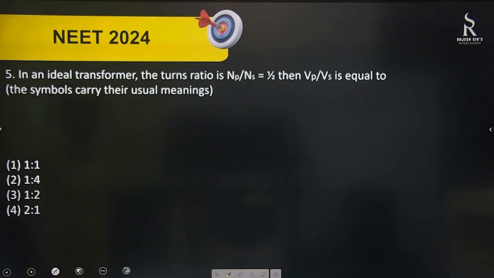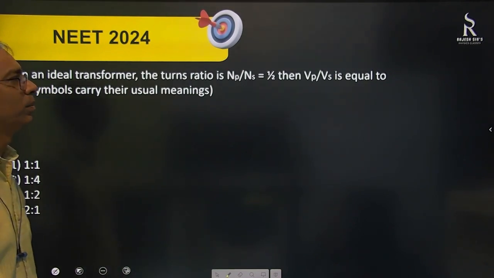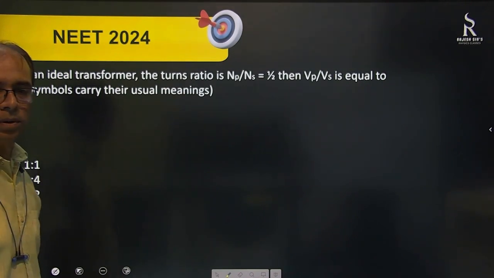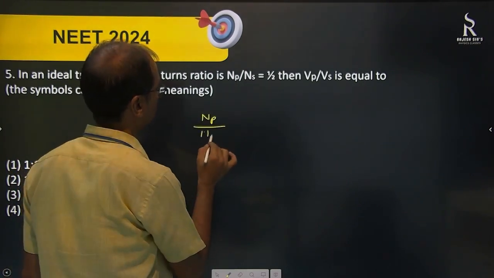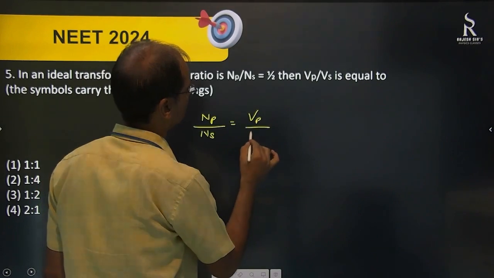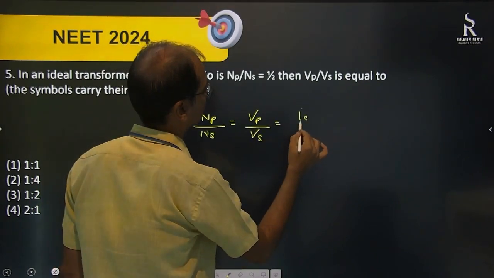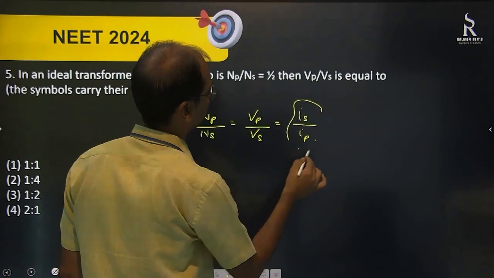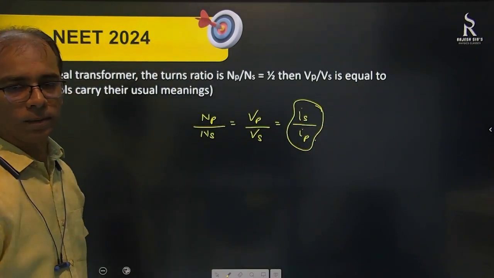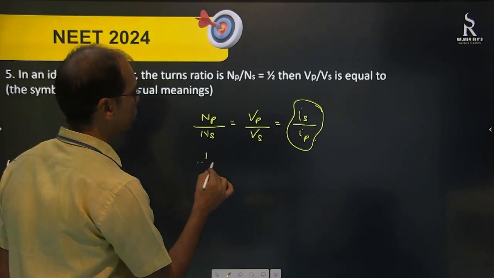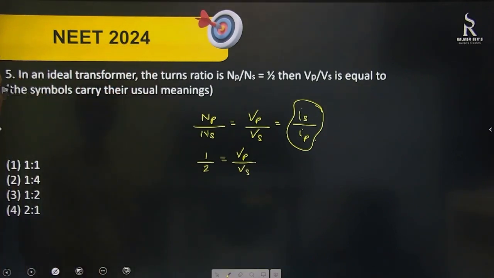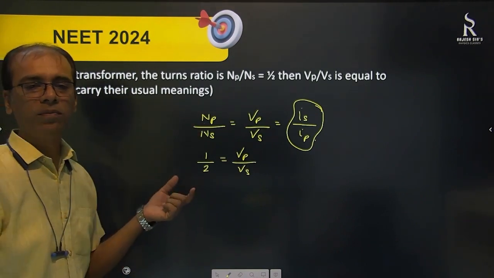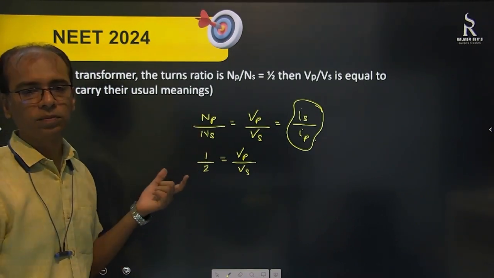In an ideal transformer, the turns ratio NP by NS equals 1 by 2. Then VP by VS is equal to... Again, direct formula: NP by NS equals VP by VS equals IS by IP. But since we are not talking about this at the moment, we are talking about these two only. NP by NS is given as 1 by 2, and they are asking VP by VS only. So that is only the ratio. VP by VS is also 1:2. If they were asking VS by VP, we would have written 2. VP by VS is 1 by 2.